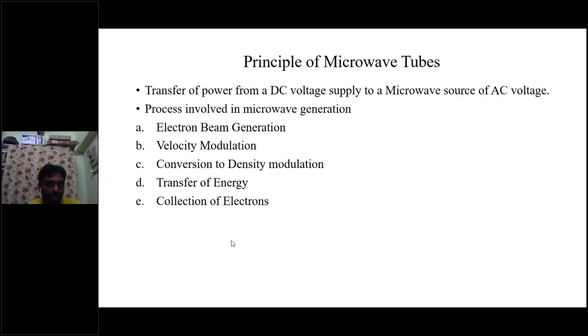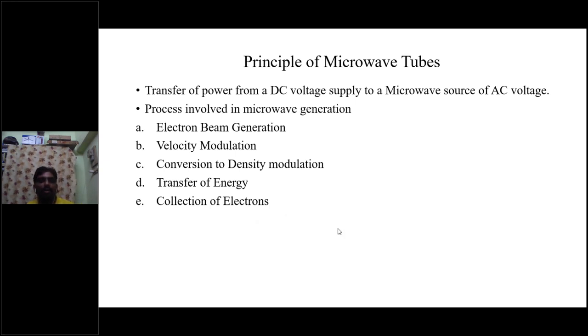Next, coming to the second part, and this is entirely based on microwave tubes. According to our classification, the main purpose of using a microwave tube is that the power from a DC voltage source is supplied to the microwave source, converting DC to AC. In this case you can observe the use of electron beam generation, velocity modulation, conversion to density modulation, transfer of energy, and collection of electrons. And this we already know.